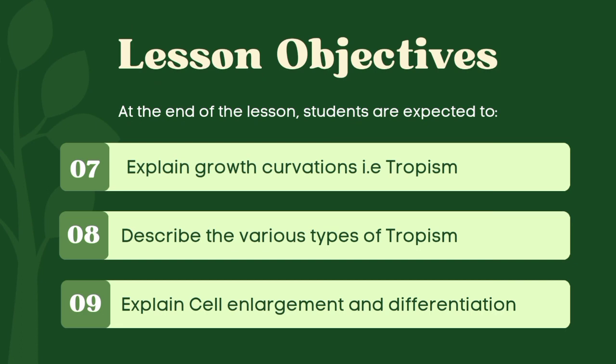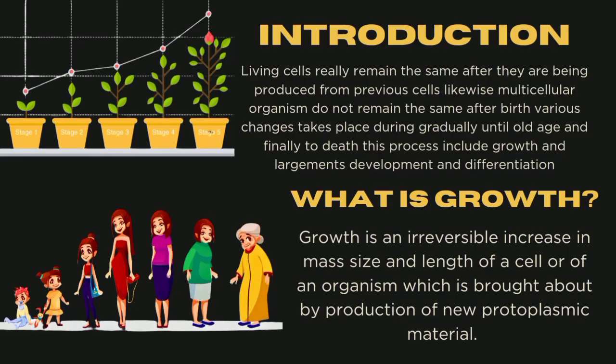Now, let's dive right in. Living cells do not remain the same after they have been produced from previous cells. Likewise, multicellular organisms do not remain the same after birth. Various changes take place gradually until old age and finally death. This process includes growth, enlargement, development, and differentiation. Let's look at these one after the other.